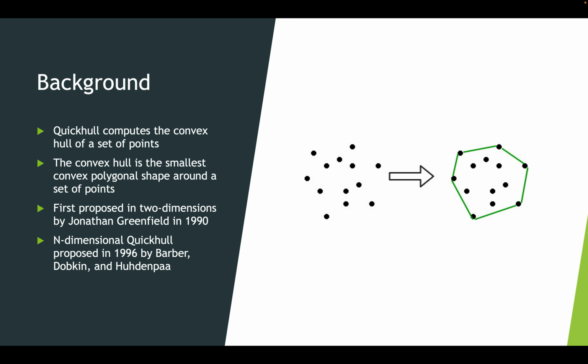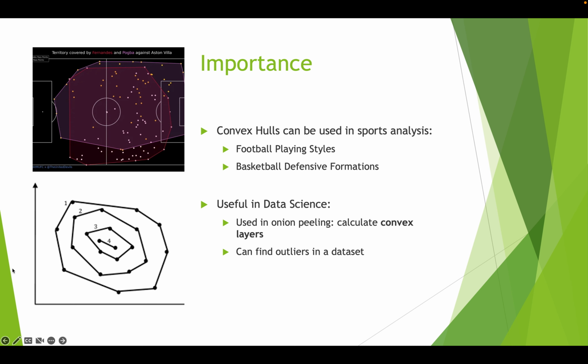Quickhull is an algorithm used to compute the convex hull of a set of points. The convex hull is the smallest polygonal shape which surrounds a set of points. This means that for every pair of points C and D, a line can be drawn between these points, and that line lies within the convex hull. So why are convex hulls important?